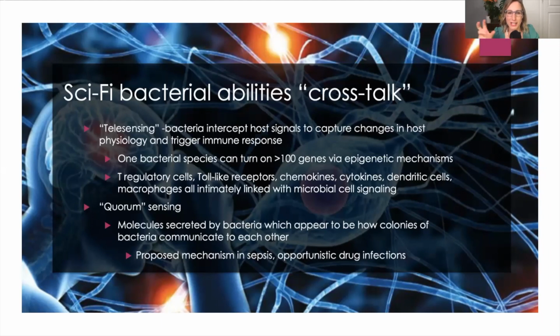So bacteria will intercept these signals, and then that will, because of these neuropod cells and the interconnectedness to all of these different systems, trigger an immune response, trigger a nervous system response. One bacterial species can turn on greater than 100 genes based on one signal. And this has been proposed in studies looking at sepsis after a traumatic accident. Somebody breaks their leg, they have this major, major adrenaline rush. And that also plays into how the vagus nerve interacts with that.